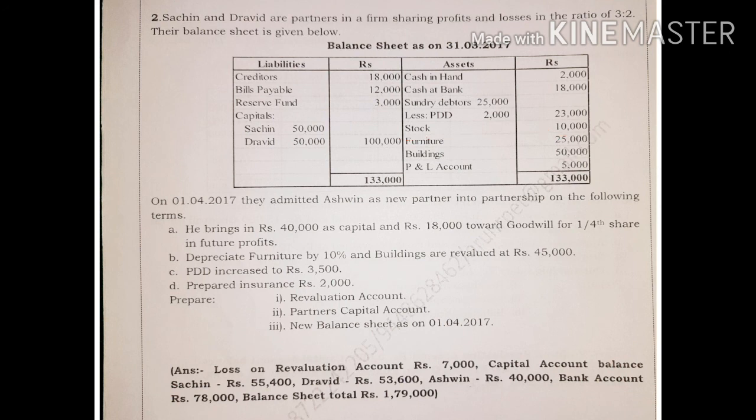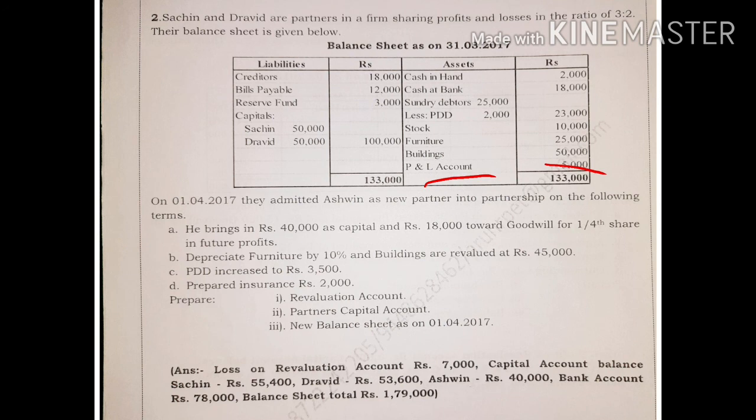Next, furniture. Furniture is a fixed asset. How much? 25,000. So where to record? Furniture, balance sheet, asset side. Next, buildings 50,000. Building, fixed asset. So we have to record it in the balance sheet, asset side. Next, profit and loss account 5,000. Asset side we have the balance. Profit and loss account, asset side balance 5,000.